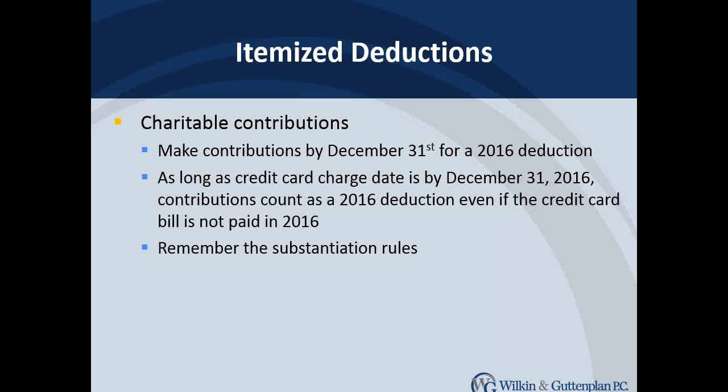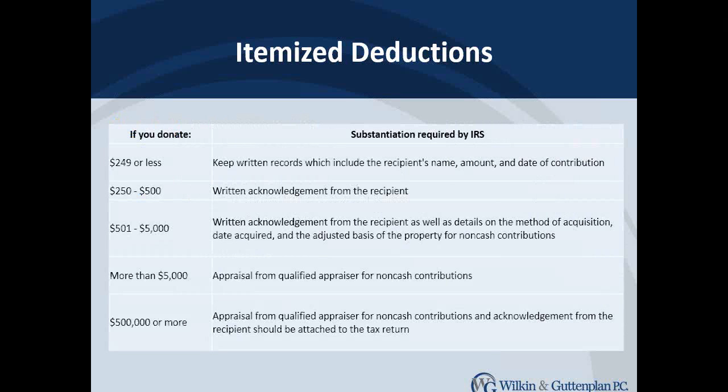And we'll also talk about the next slide, the substantiation rules. And so you're going to see up on the screen, these are all of the specific rules regarding what you're required to maintain in your records. If it's $249 or less, then you just need to keep written records, canceled checks, any records you can regarding what that contribution was for and where it went.